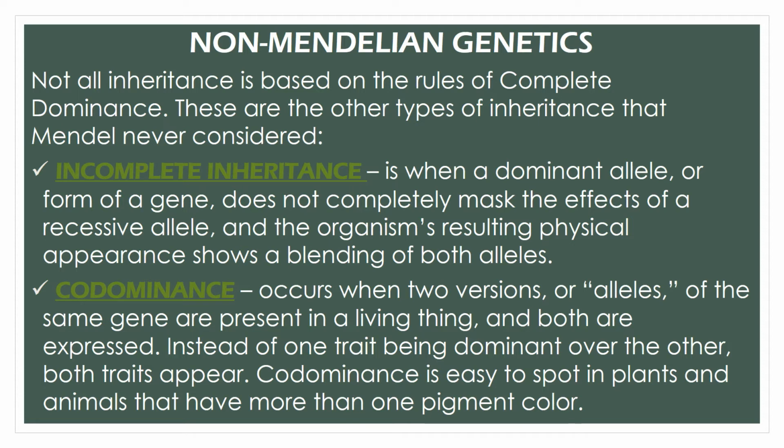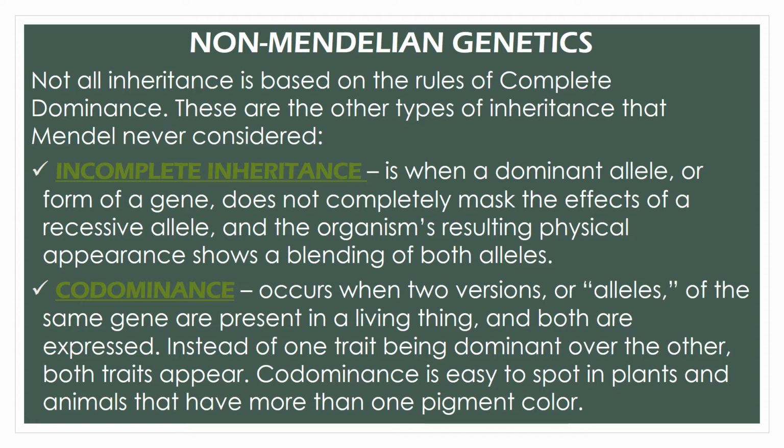So first, incomplete inheritance. It is when a dominant allele or form of a gene does not completely mask the effects of the recessive allele, and the organism's resulting physical appearance shows a blending of both alleles. So for incomplete inheritance, you can still see the recessive allele. So both the recessive and the dominant allele are present in the physical appearance of the organism.